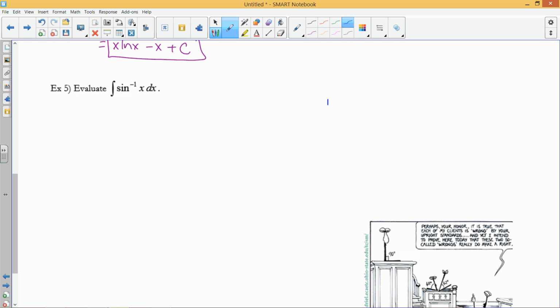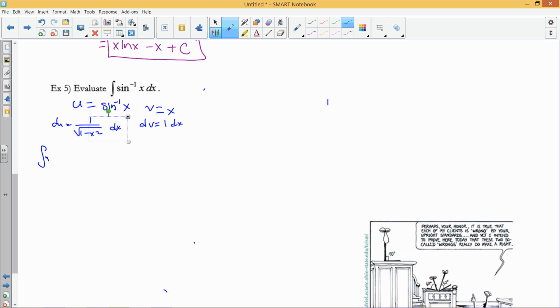So we're going to do integration by parts again. LIATE. Logs, nope. Inverse trig, yep. That's going to be my u. So inverse sine x is going to be u. dv is going to be everything else. So then I have u and dv, the antiderivative of 1 is x. And the derivative of u, the derivative of inverse sine, is 1 over the square root of 1 minus x squared dx.